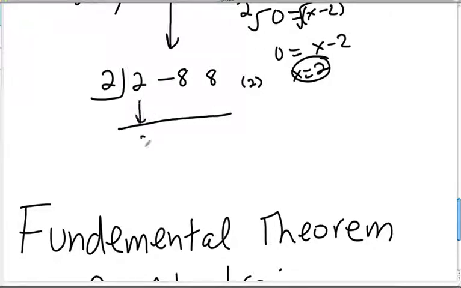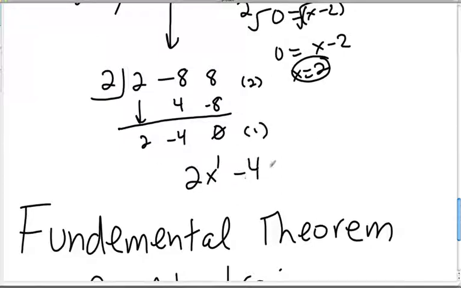Let's just do 2. 2 times 2 is 4. X minus, that's negative 4. Negative 4, that's negative 8. And that should be 0. That's right. We did it. So now this is 1, which means it's 2x to the first minus 4, which also equals 2x minus 4.